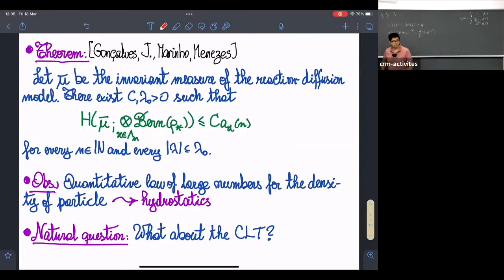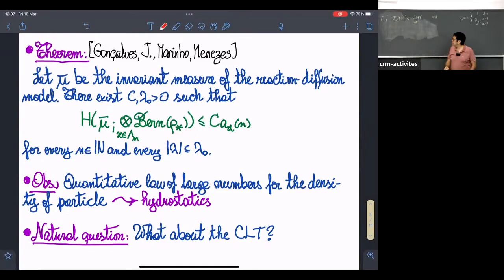Once you have proved this, what people call hydrostatics, a natural question is what about the CLT? And in fact, at least in dimension d equals one, it looks like a promising question to talk about a central limit theorem around this density of particles rho star, which, remember, was the zero of the reaction function of the reaction diffusion equation, because remember that yesterday I showed you this. Think about dimension d equals one.